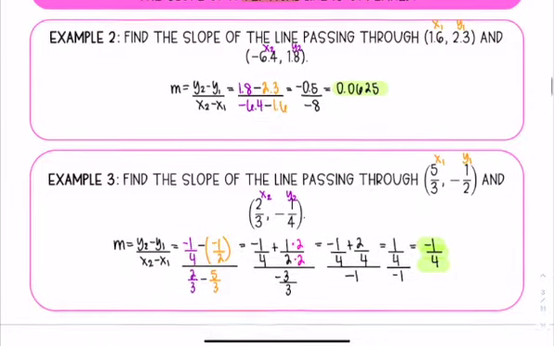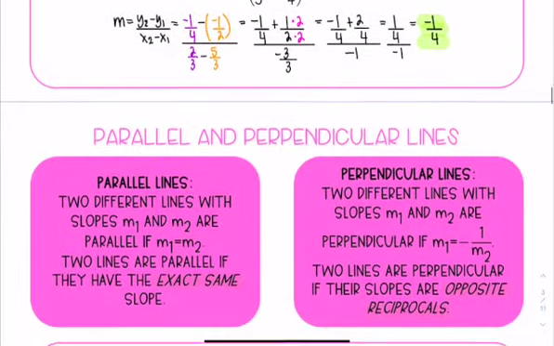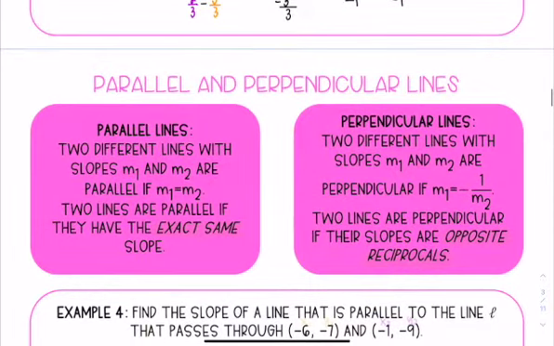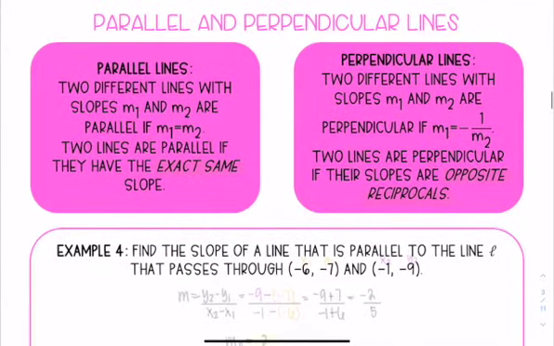Now let's go ahead and talk about parallel and perpendicular lines. So parallel lines are two different lines with the same exact slope. So M1 would be equal to M2. Perpendicular lines are two different lines with slopes M1 and M2, and they're perpendicular if M1 is equal to negative 1 over M2. And so these are just opposite reciprocals.